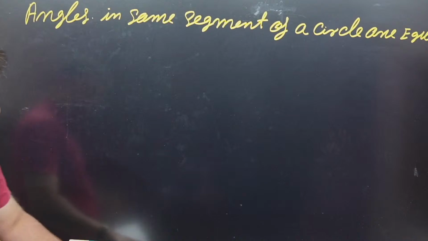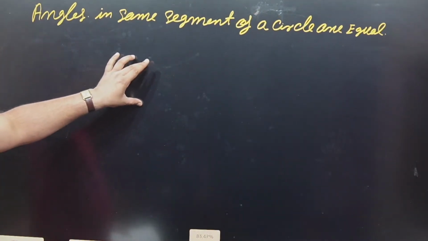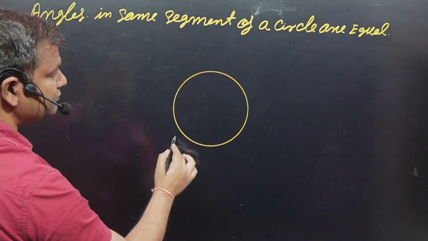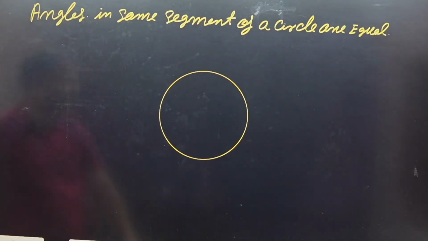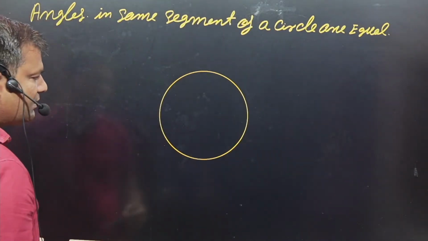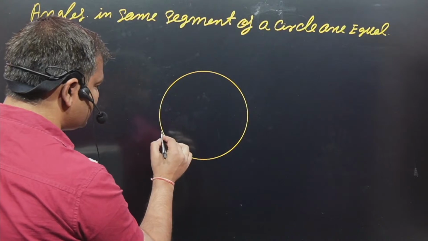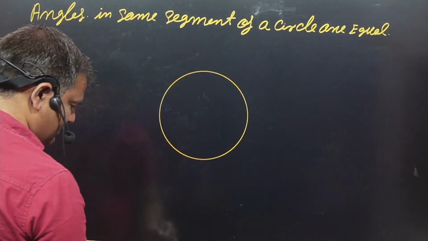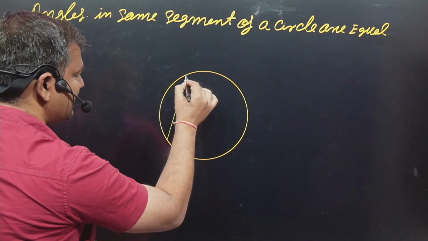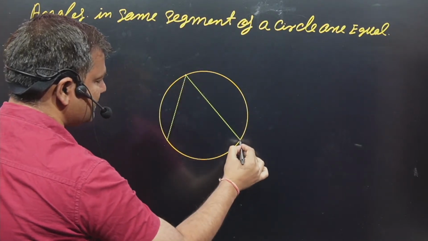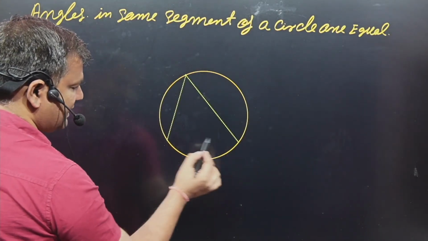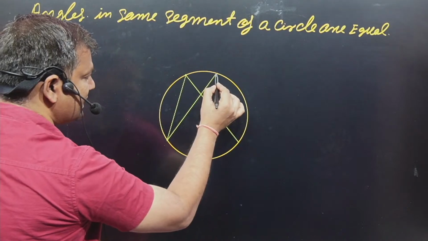So first of all, what is the meaning of that? First of all, make a circle. This one is a circle. According to this theorem, suppose you can draw a line from an angle like that one. Angle in the same segment means if this one is A and this one is B, then another angle is also like that one.